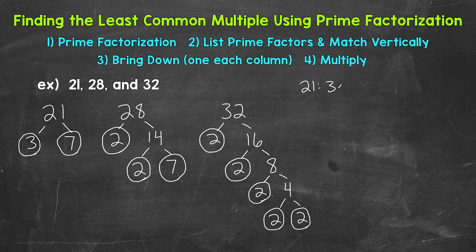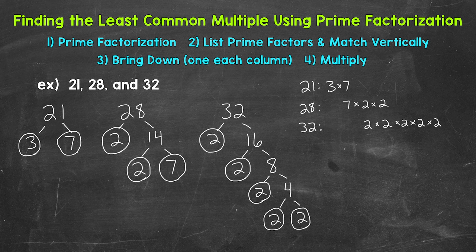So 3 and 7. 3 times 7 equals 21. Now for the prime factors of 28. And I'm going to start with the prime factor of 7. Since 21 also has a prime factor of 7, I'm matching the 7s vertically. Then we have 2 and 2. So 7 times 2 times 2 equals 28. And then lastly, we have the prime factors of 32. We have a 2 that we can match vertically, another 2 that we can match vertically, and then 3 more 2s.